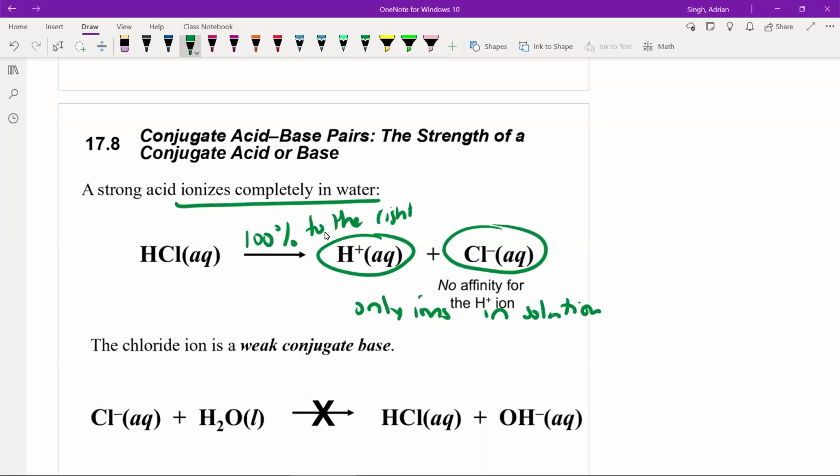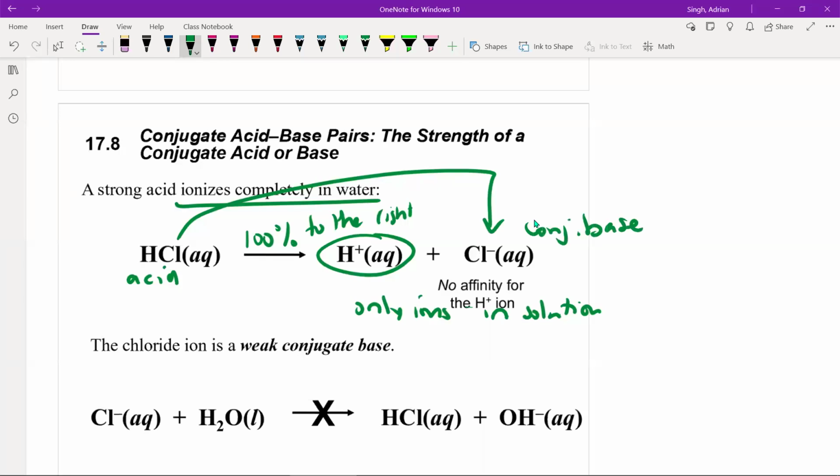And the reason for that is because the Cl minus, the chloride ion, when it's produced, doesn't have any affinity for the proton, so it doesn't recombine with the proton. It's not going to grab a proton from something else. It's not going to accept a proton from something else. So as a result, that conjugate base, which is the Cl minus, okay, so remember now, if this is my acid, when the acid loses a proton, it becomes a Cl minus. This is the conjugate base of that strong acid.